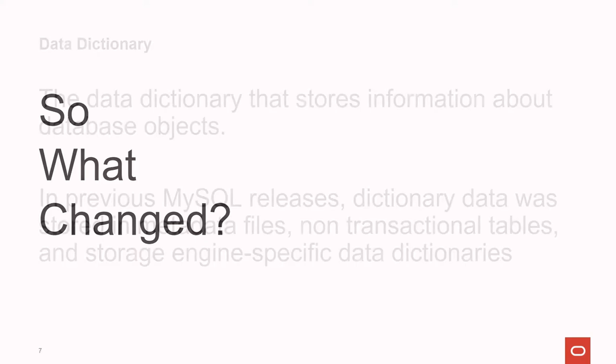So we have a new number. What changed? Why did we rev to a new number? Well, we did so much work behind the scenes that we decided not to pursue going to the next 5 number, which would have been 5.8. We decided to go straight to 8.0. And I think you'll agree that you'll see why we made that decision.